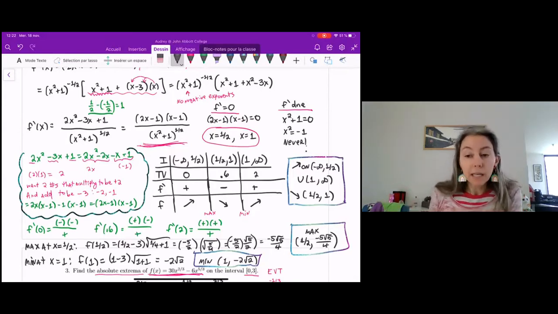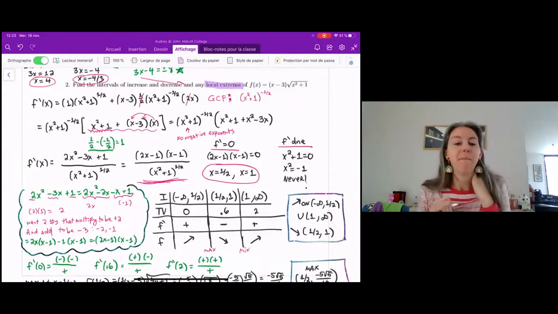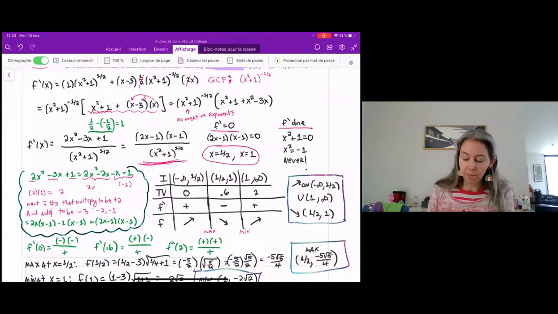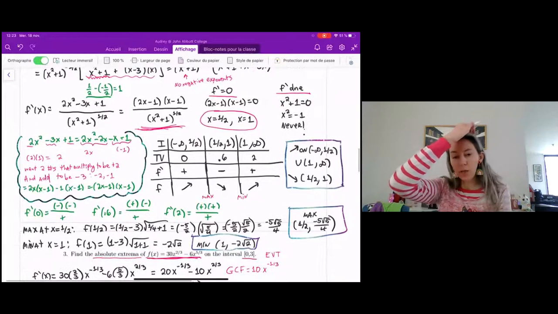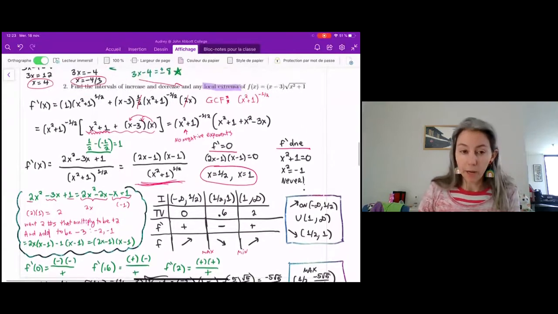So 2 times 0.6, that's 1.2, my bad, minus 1 is positive, then 0.6 minus 1 is negative, and we end up with a final negative value. Same with 2, I can plug that in and see positive, positive, positive, and that is positive. So I'm able to conclude that it's increasing on negative infinity to 1/2, union 1 to infinity, and it is decreasing on 1/2 to 1.